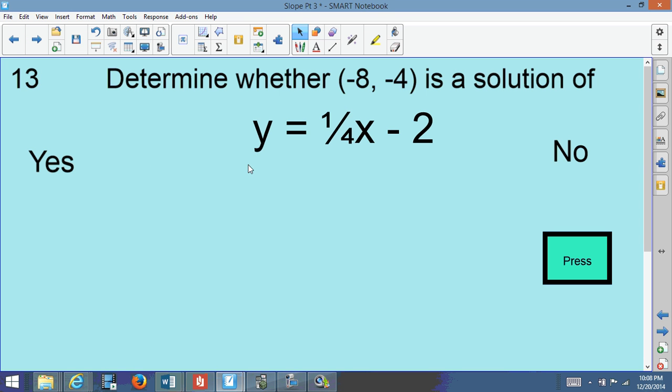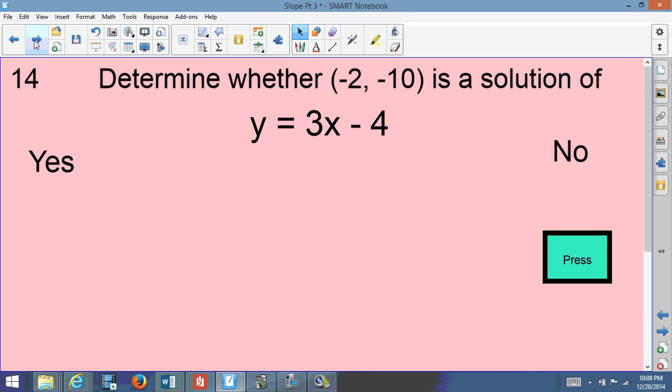Here's another nice question. We have a fraction this time. We have negative 8 and negative 4. Is that a solution of this equation, y equals 1/4 x minus 2? Good one to try. Here's another one. Determine whether negative 2, negative 10 is a solution of y equals 3x minus 4.